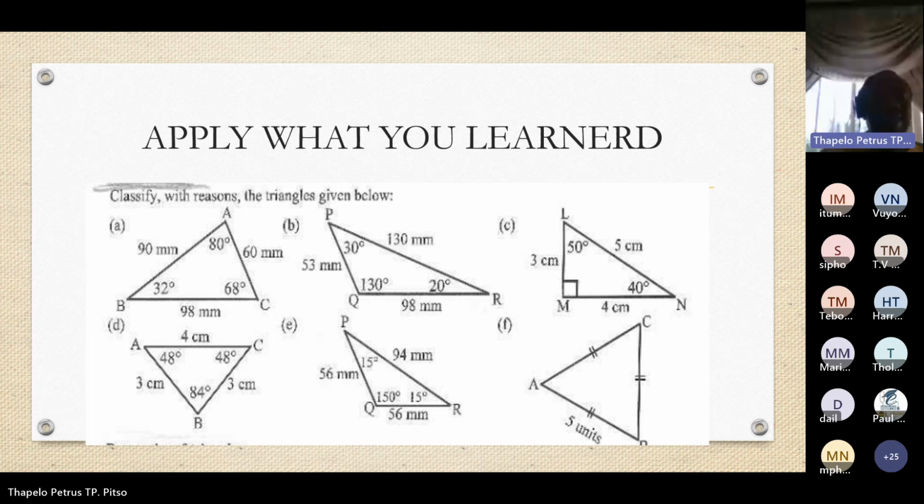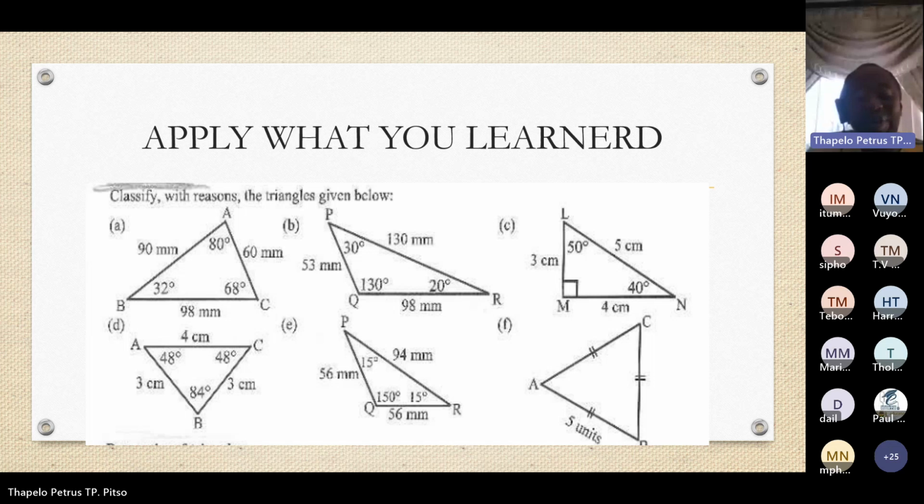Triangle A, look at the sides. What do you see with the three sides of the triangle? No side is equal to any other side. Therefore, what about the angles? They are also not equal. Then what do you call that triangle? I know you know it. A scalene, of course.